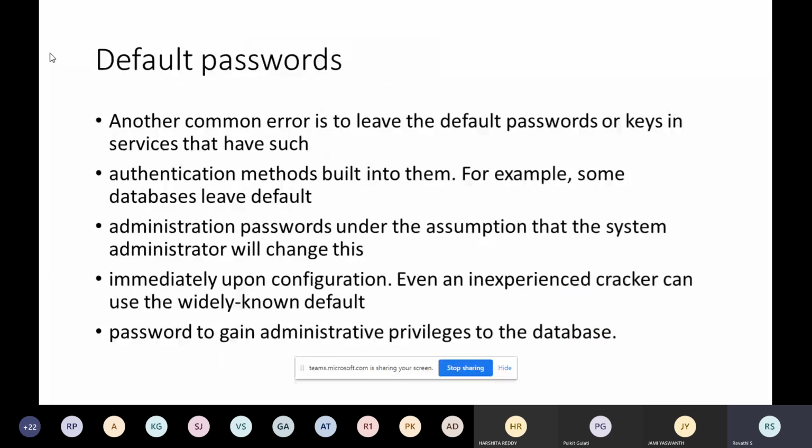And finally, the default password. If we leave the password as it is, that is one method of exploiting the system.